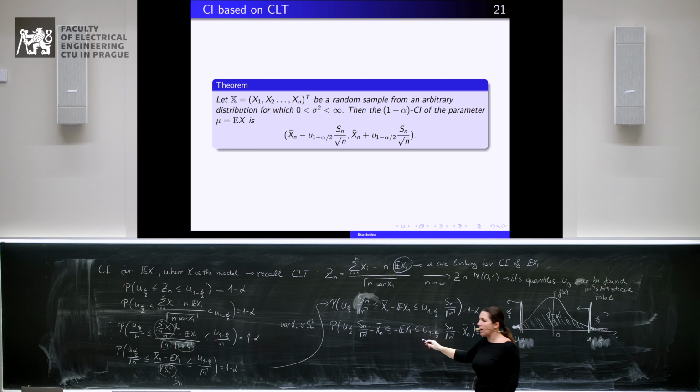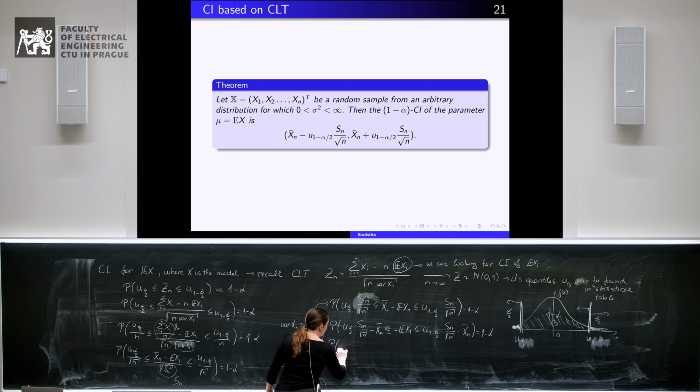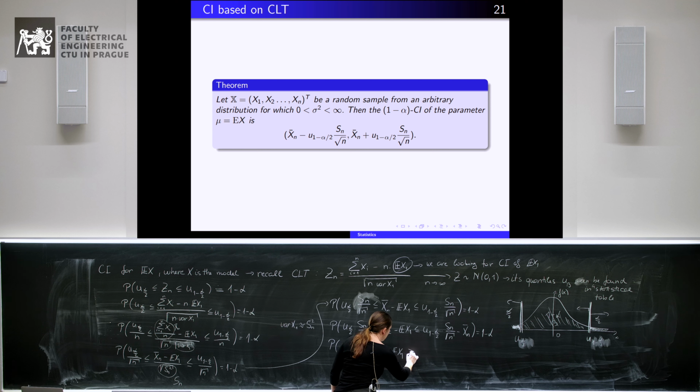And finally, we multiply everything by -1. So it means that instead of less or equal, we will write greater or equal. So the probability that Xn minus u alpha half times Sn over square root of n is greater or equal than expected value of X1, and this is greater or equal to Xn minus u1 minus alpha half times Sn over square root of n.